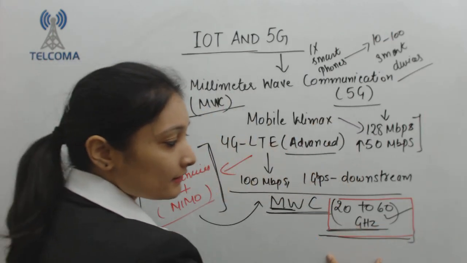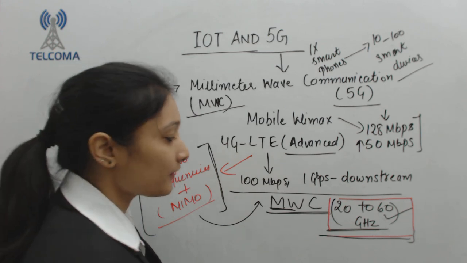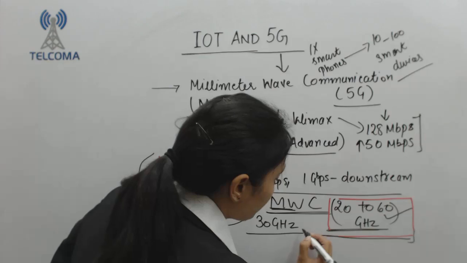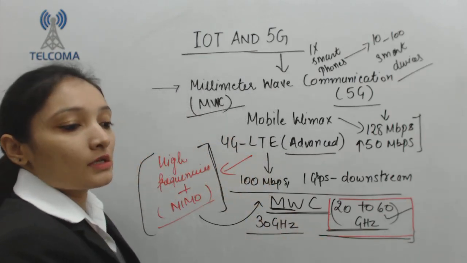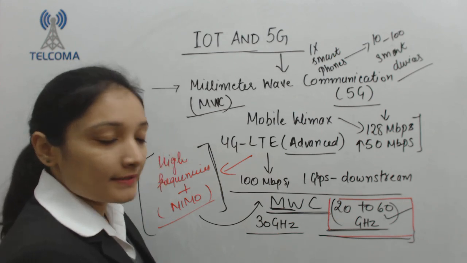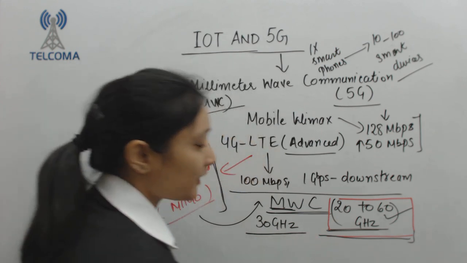Now, this comes with certain limitations also. If we have frequency ranges greater than 30 gigahertz, this kind of frequency range is absorbed by certain chemicals, or we can say absorptions, in the atmosphere.